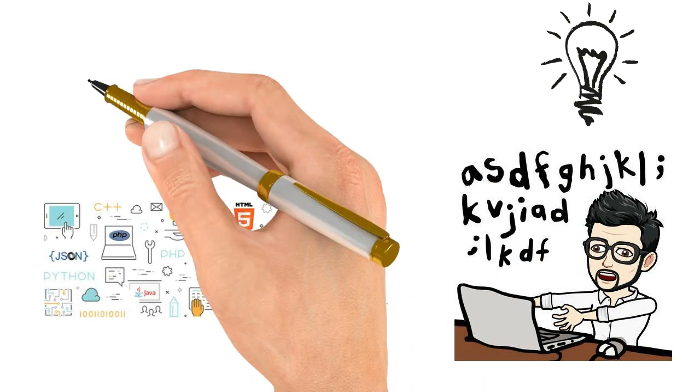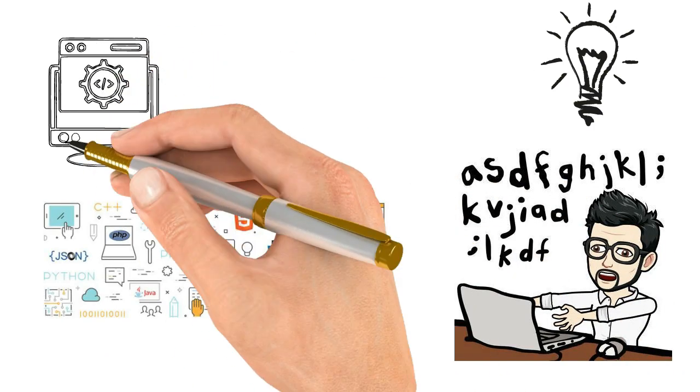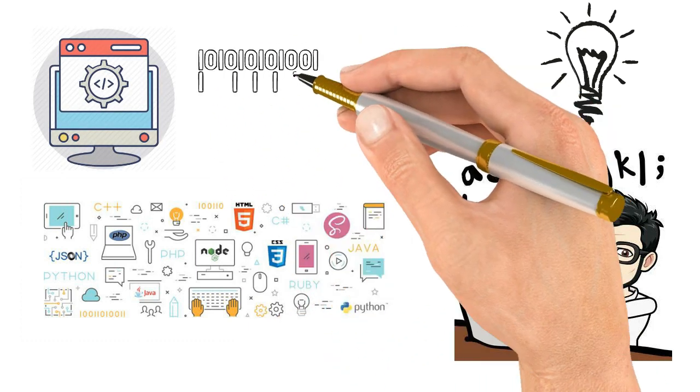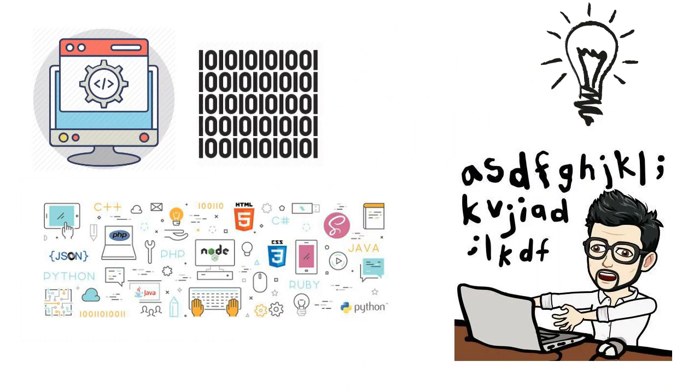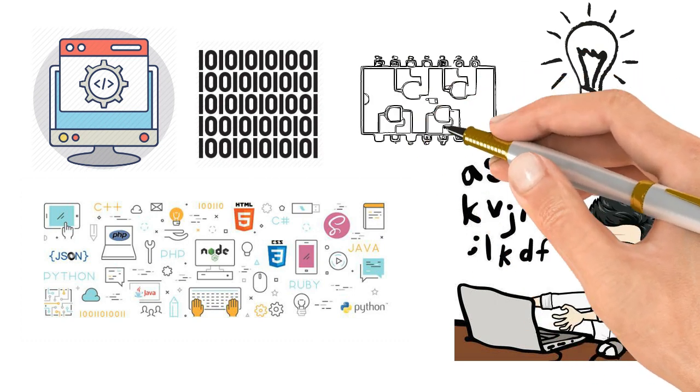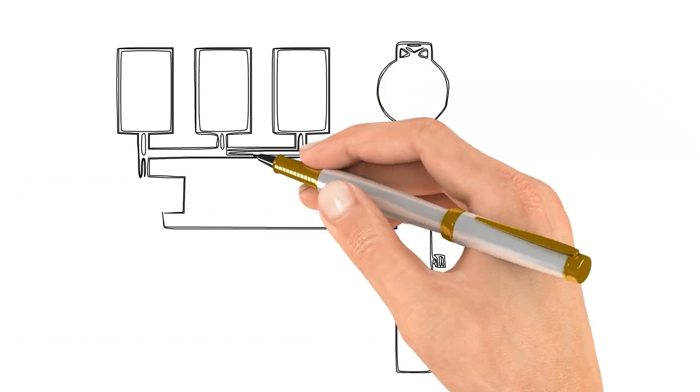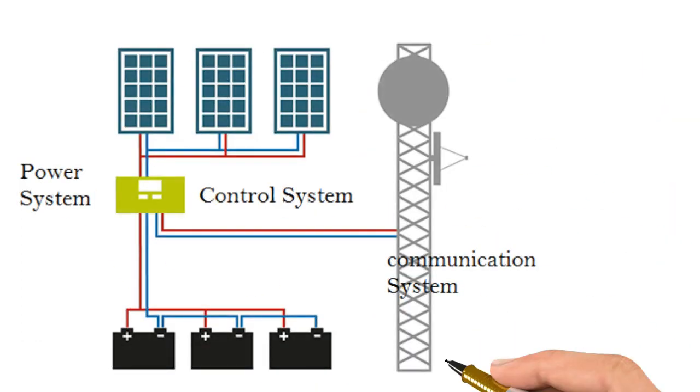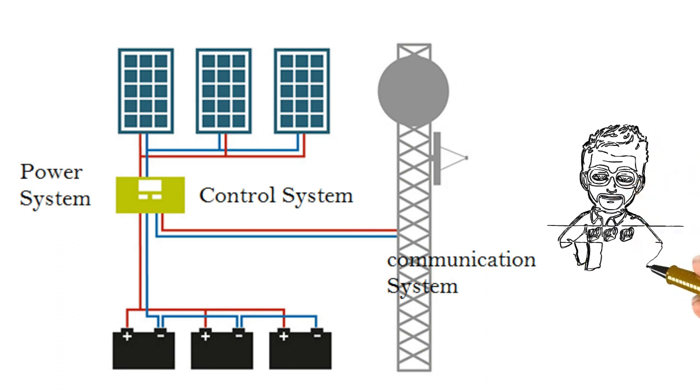To illustrate, I will explain how computers work and the logic and circuits behind the computer functionality. Finally, I will illustrate more about power systems, communication systems, and control systems.